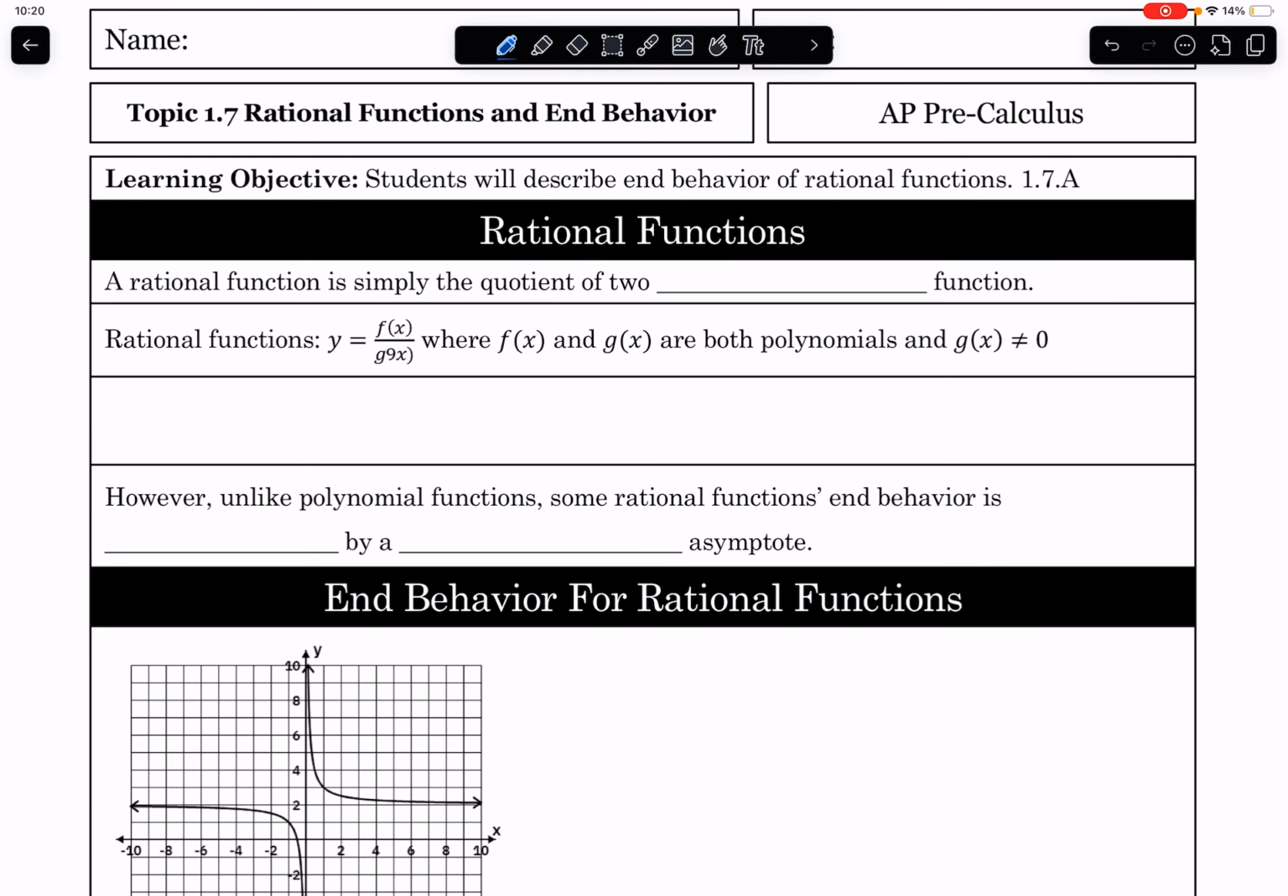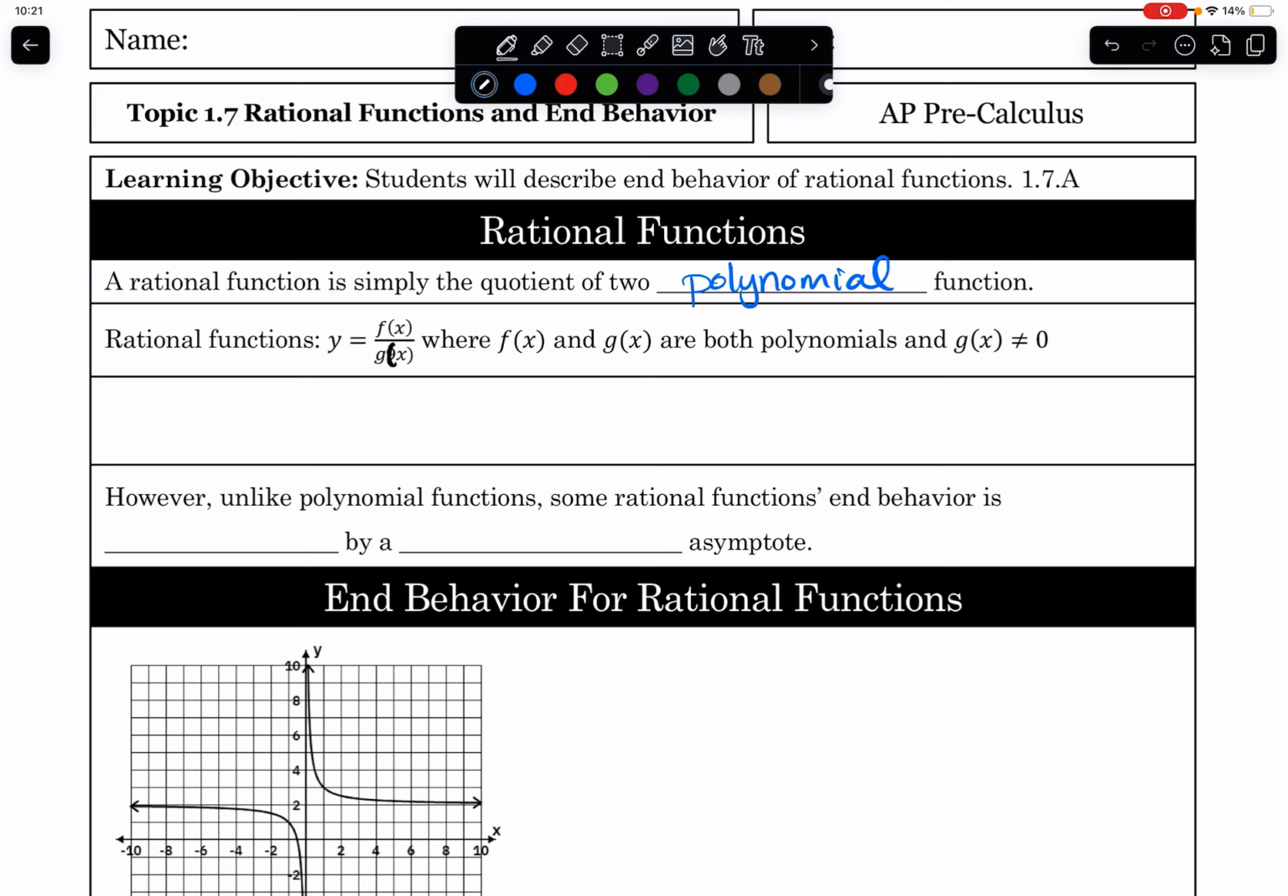A rational function, first of all, is the quotient, the division of two polynomial functions. And it looks like this. Make a correction here. There should be a parentheses, not a 9. So a rational function would be the equation y is equal to f of x over g of x, where f and g are both polynomials, and g can never equal 0. And we'll discuss why in another lesson. But today, like I said, we're going to focus on the end behaviors.